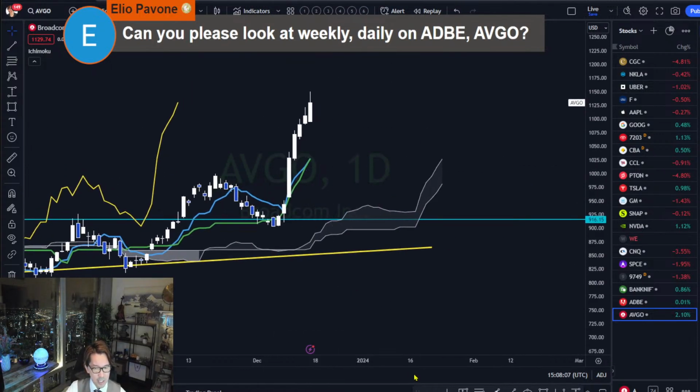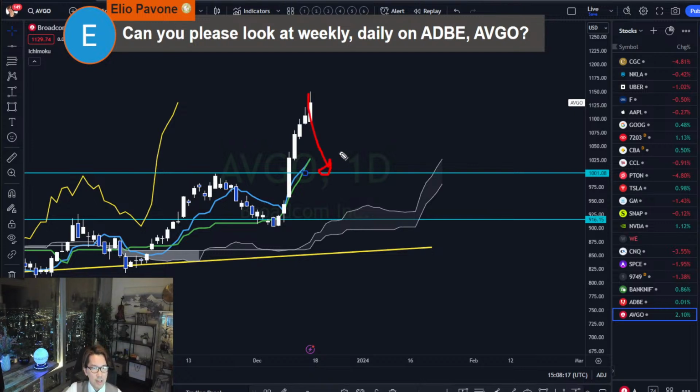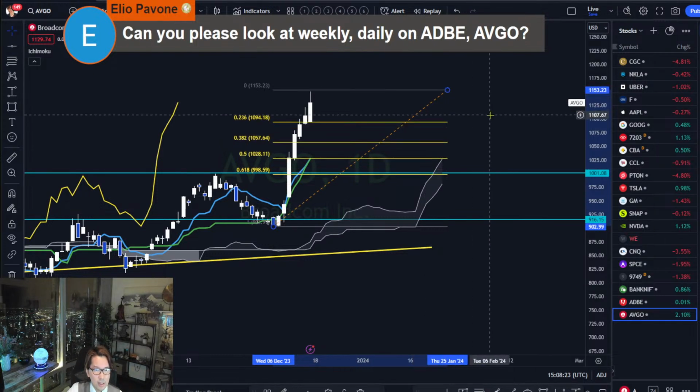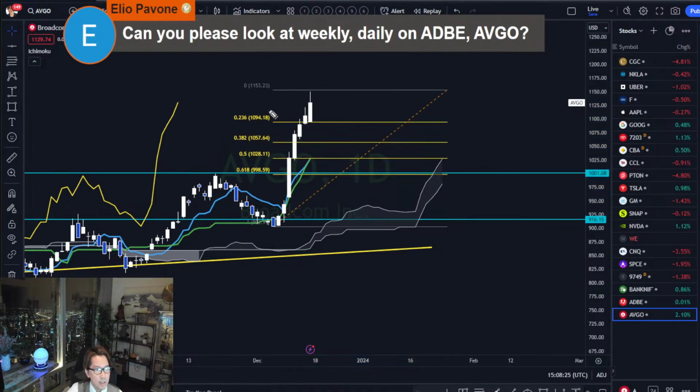It may retrace to the previous resistance, 1001.08. That's one of the possibilities, or it may retrace to one of the Fibonacci levels. Fibonacci would say that it can retrace 23.6%, 38.2%, 50%, or 61.8%. 61.8% is above the previous resistance.